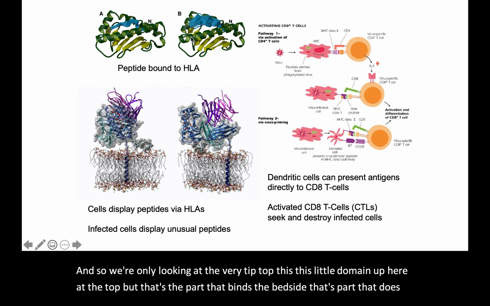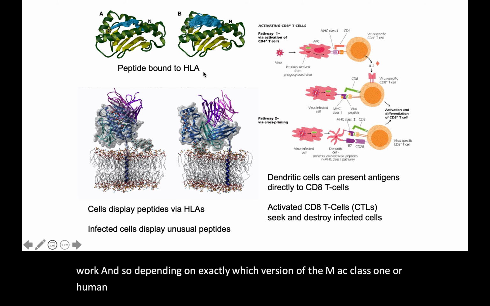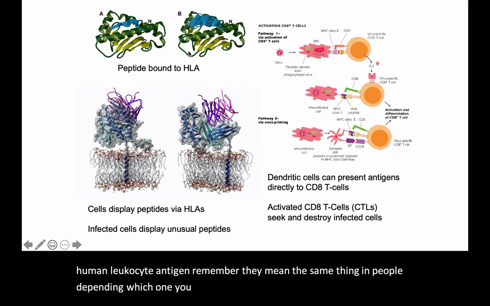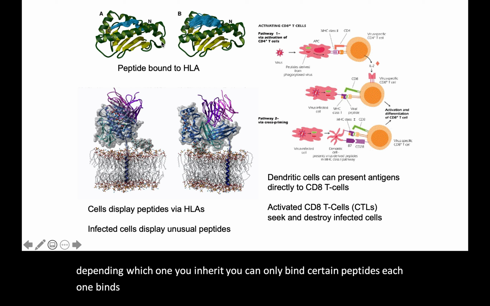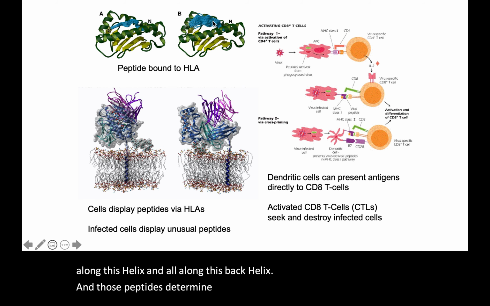And so depending on exactly which version of the MHC class 1 or human leukocyte antigen, remember they mean the same thing in people, depending which one you inherit, you can only bind certain peptides. Each one binds different peptides because each one has genetic differences all along this helix and all along this back helix. And those differences determine what little bits of protein the HLA molecule can bind to.